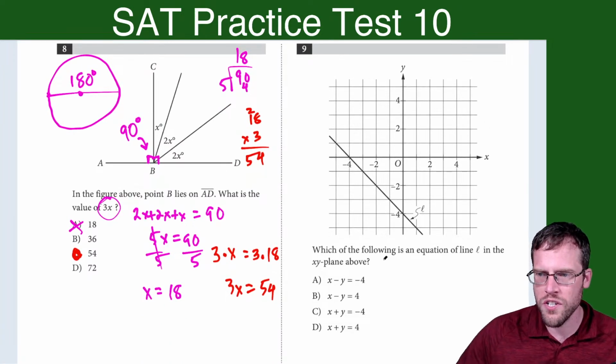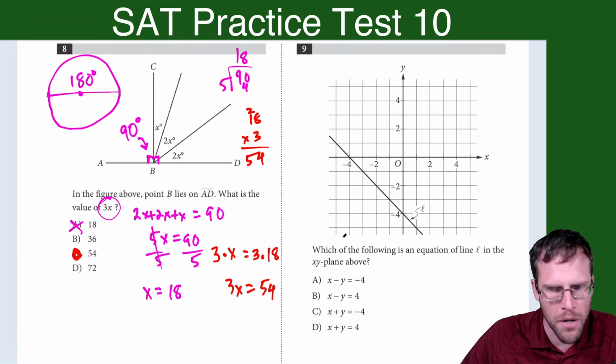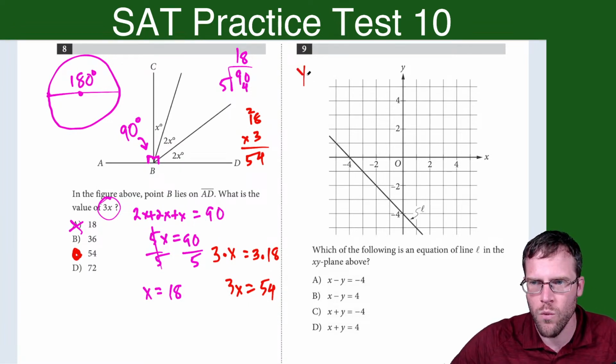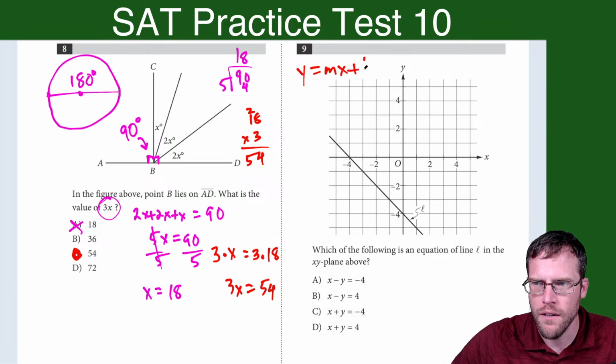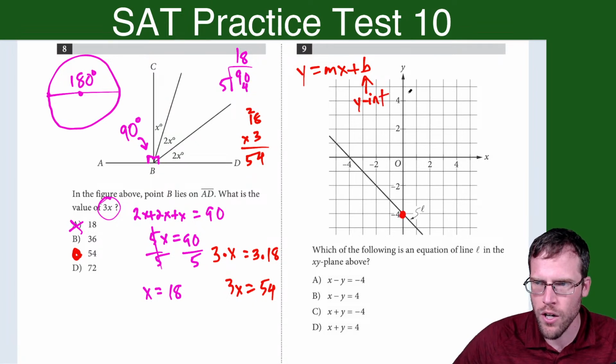Okay, so which of the following is an equation of line L in the xy plane above? So for this one, I'm thinking y equals mx plus b. All right, b is my y-intercept. That's where the line hits the y-axis, which is here. So right away, I'm saying, all right, b is equal to -4.